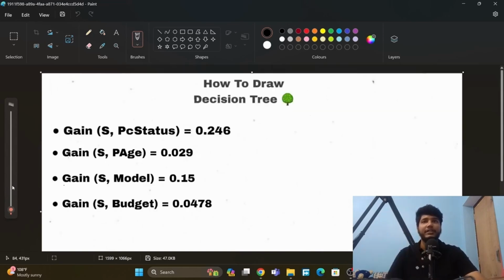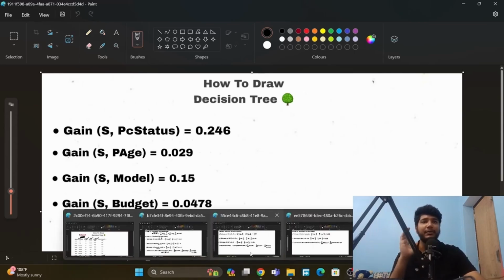So now this is the total information gain we have gotten from the PC status attribute, percentage attribute, model, and budget attribute. So why are we calculating this? We are calculating this so that we can select which will be the root node across these attributes that we have.